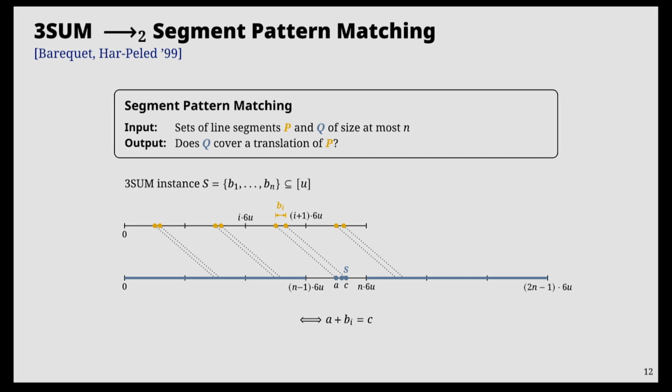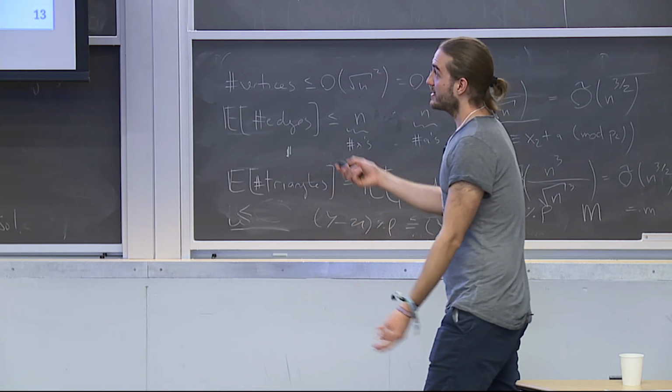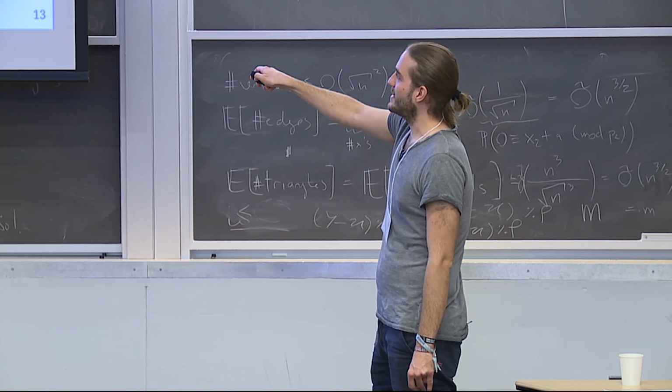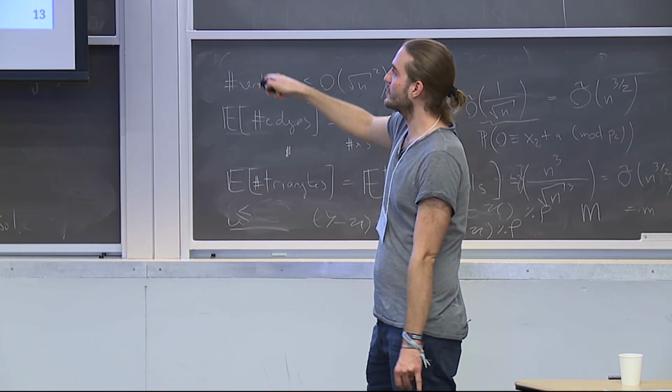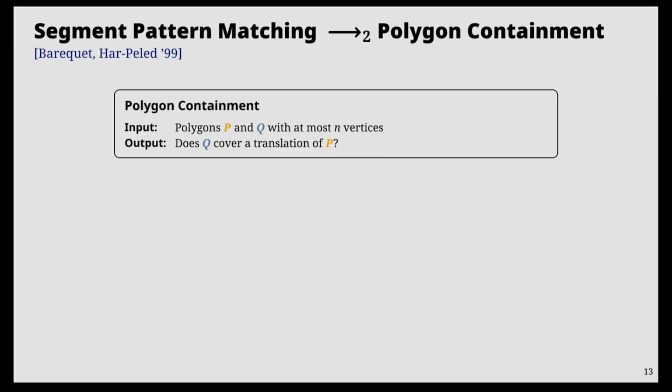Okay. One final bonus reduction. There's another pattern matching problem. It's called polygon containment. So polygon is just, you have a bunch of vertices. Like we're on the same page. What's a polygon, right? A bunch of vertices, and you draw edges between them. The polygon containment problem is, again, you're given a pattern P and some other polygon Q, and the question is, can you translate P such that it's covered by Q? Same as before, just this time we're not talking about line segments, we're talking about a polygon.